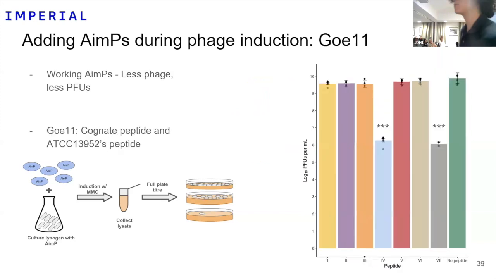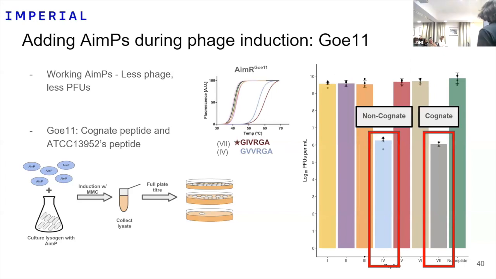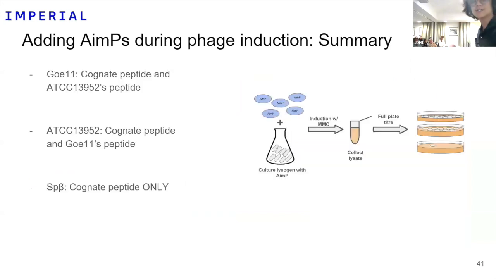And what's really cool to see is with GO11, besides its own cognate peptide, the non-cognate peptide from ATCC also seems to have suppressed induction. And so the takeaway message here is SP beta only recognized its own peptide for induction. But for GO11 and ATCC, they recognized each other.